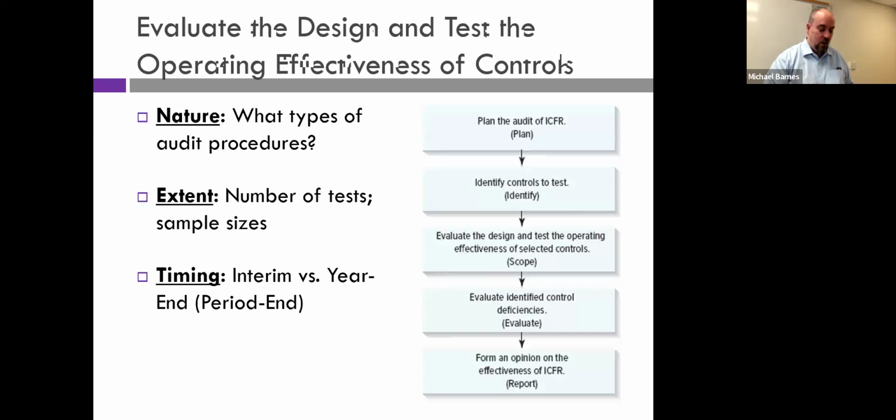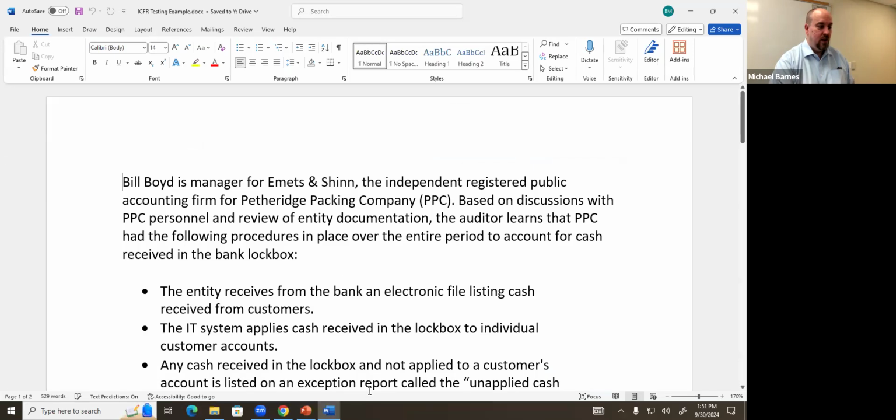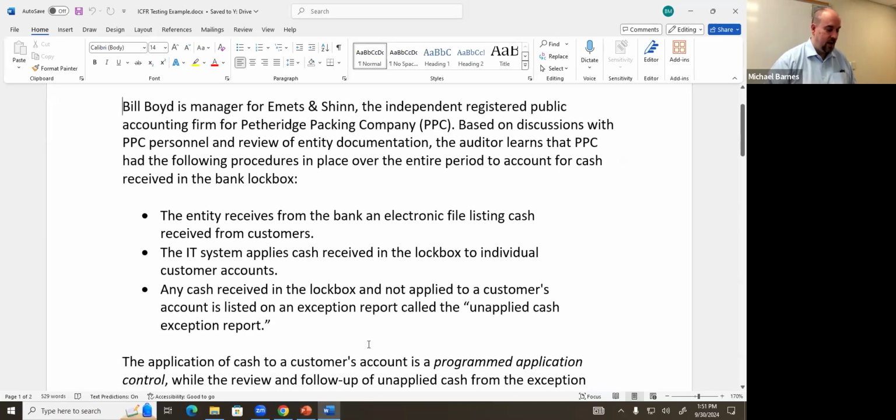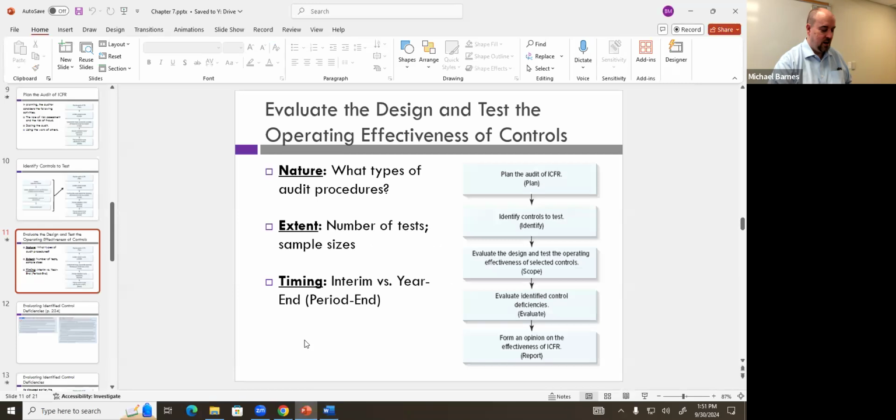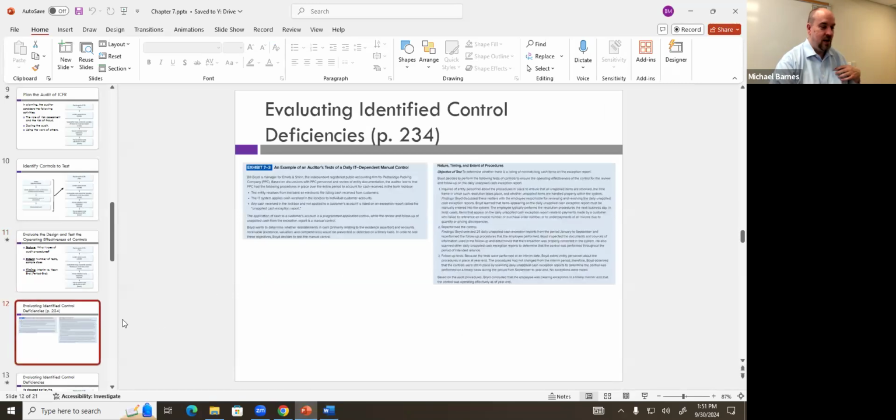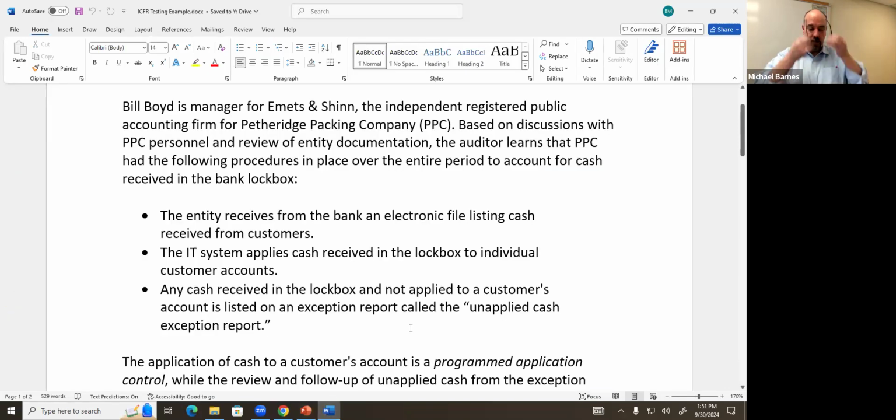Okay, so let's go ahead and let's evaluate kind of what we've talked about up to this point by looking at the example that I had you guys pull up in Brightspace. So this is going to be what I call identifying or evaluating identified control deficiency. So this is actually the slide here, but this slide is just this document that I put on Brightspace. So we have Bill Boyd, who's the manager for Emmons and Shin, and he's doing procedures in place over the entire period to account for cash received in the bank lockbox.